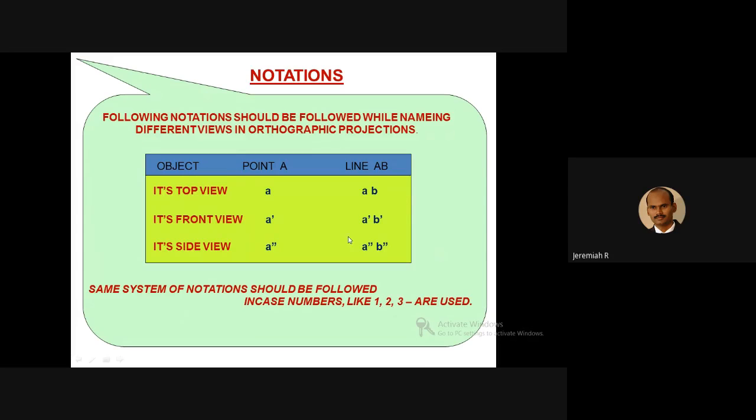If it is 1, we have to use 1, 1. If it is 1, 2, and 2 means the front, we have to use 2 dash. Like this. So here, instead of A you have P, you have to apply P. If it is PQ, we have to use PQ. If it is RS, we have to use RS.